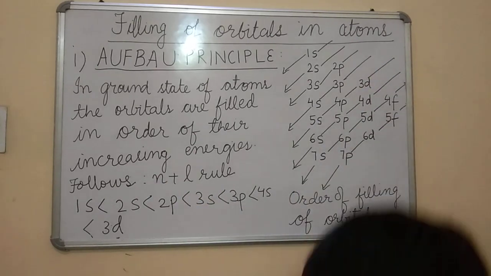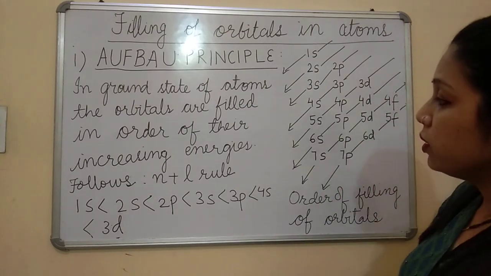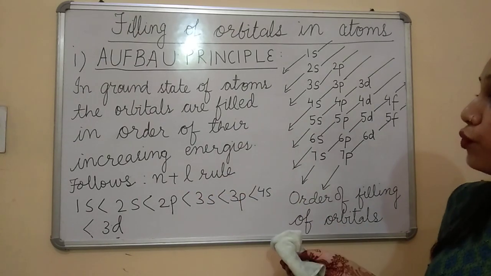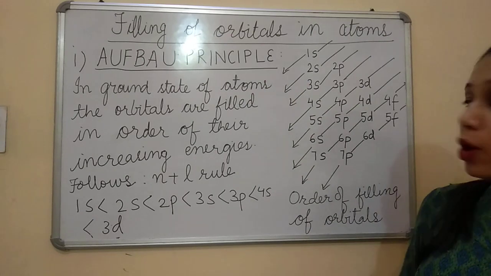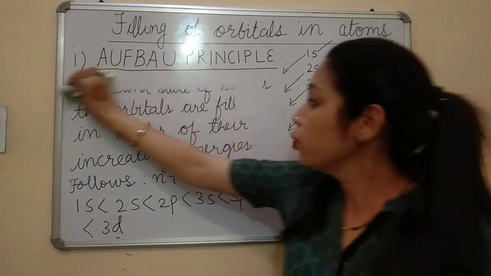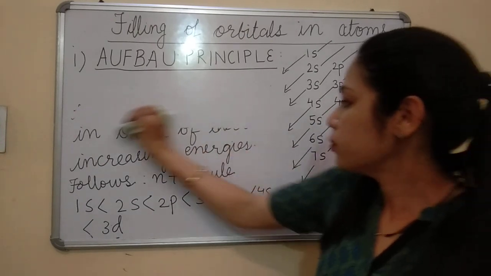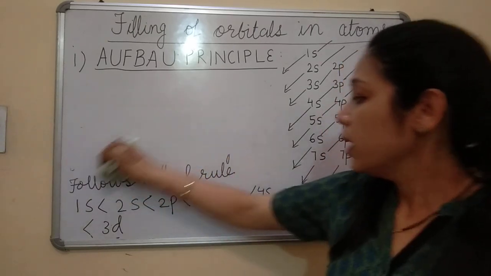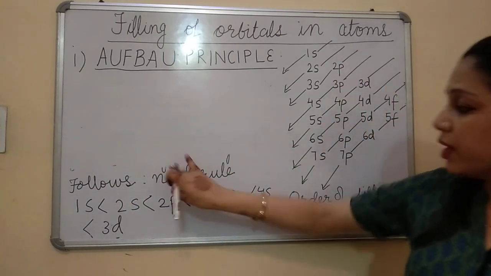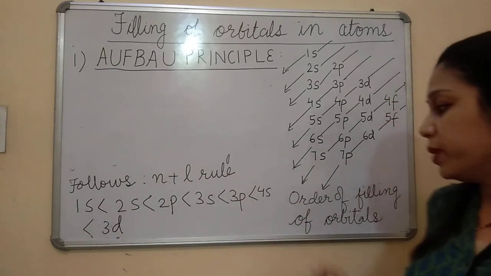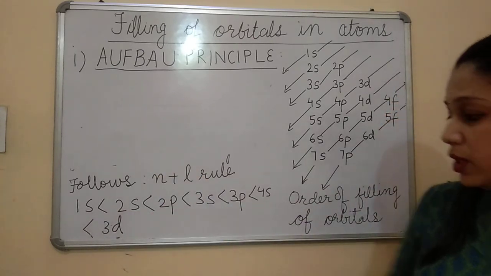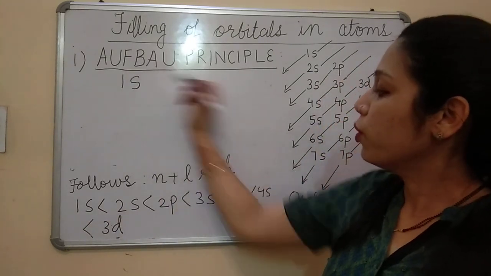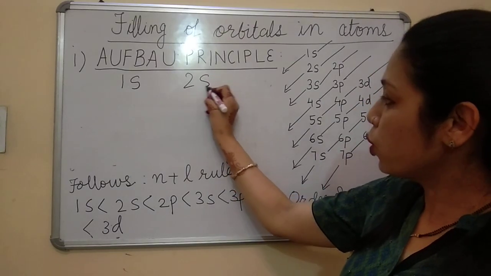Now, children, I'll show you how the n plus l rule is useful for applying this Aufbau principle. So here, children, I have arranged these orbitals in increasing order of their energies. I'll take the example of the 1s orbital, and the 2s orbital.